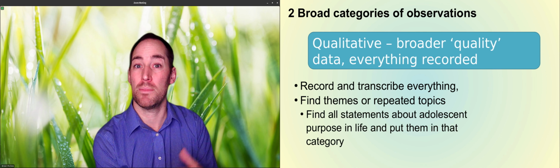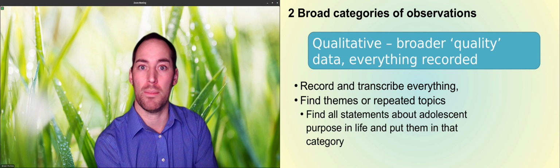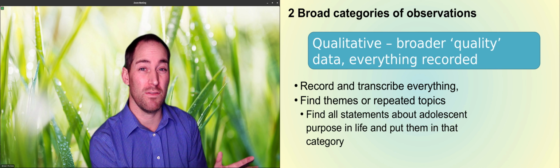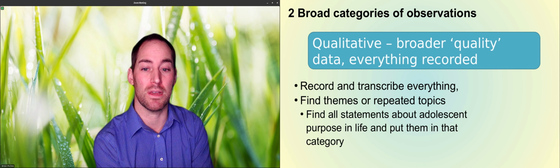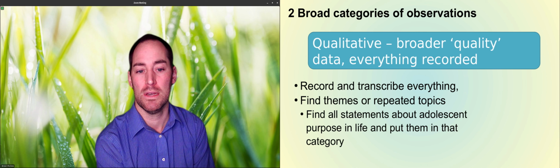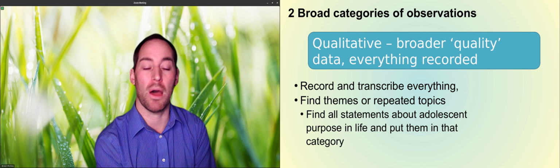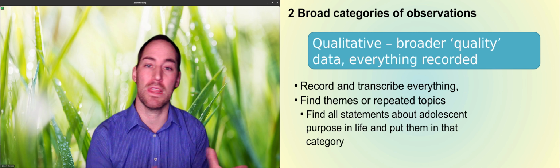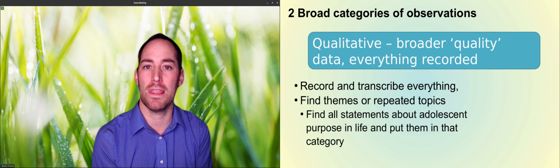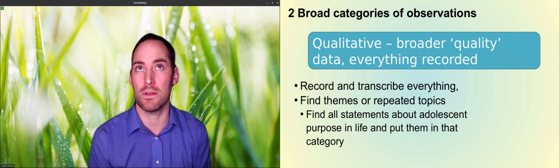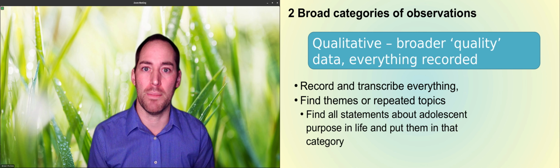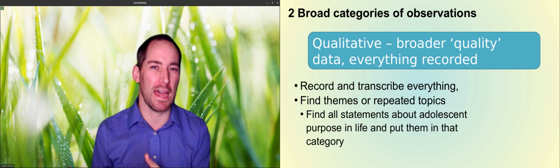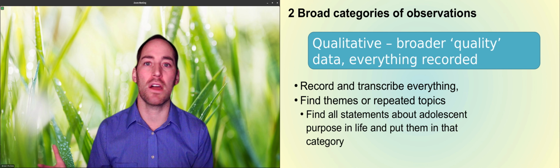And it might not be in just one answer. It might be across multiple answers. It might not even be a question you ask specifically that brings out a theme. So finding all the statements about adolescent purpose in life and putting them in that category. That's one way that we still do, that we often measure adolescent purpose and see what exactly their purpose is. We just talk to them about their life.